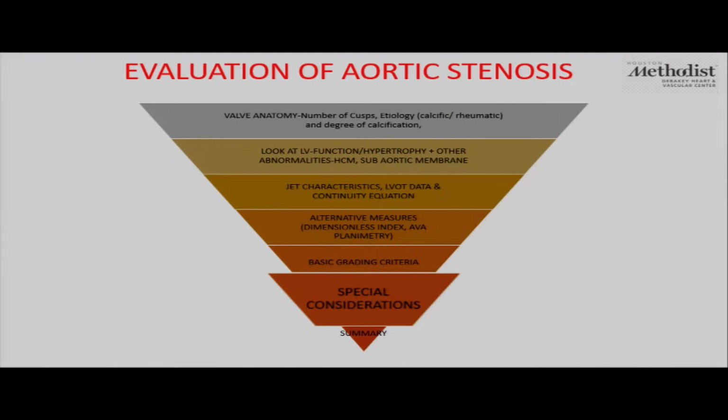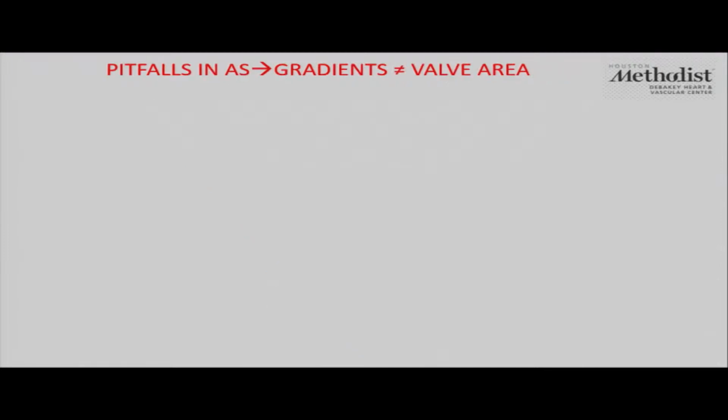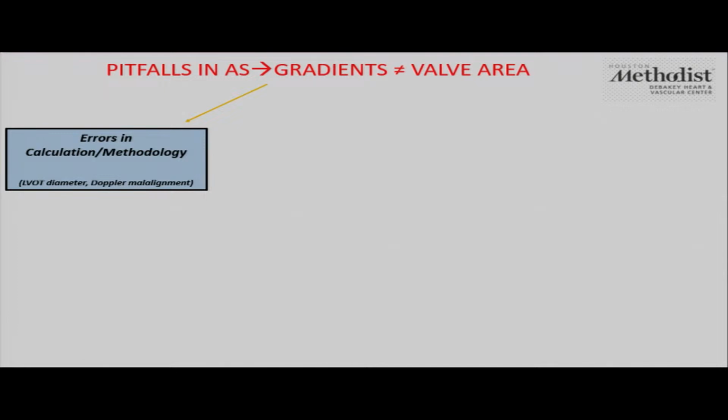But let's talk about special considerations, right? This is something we really want to learn today, and I'm sure all of you have encountered it in the lab routinely, but it's important to know what to do when my gradients are really not aligning with my valve area. So these are the most common pitfalls. What do we do first?